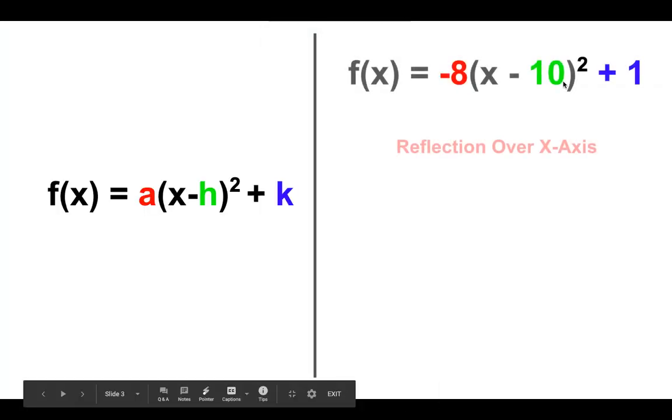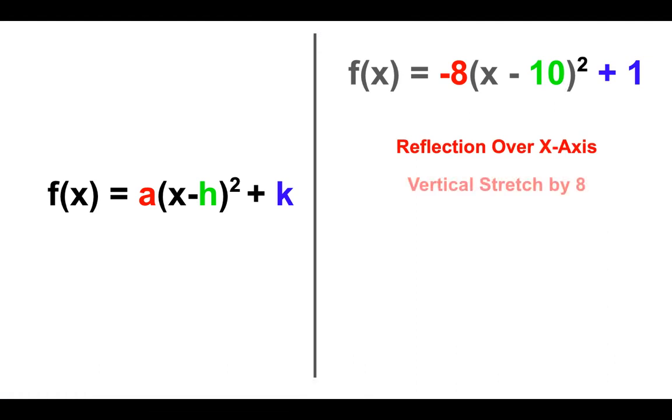So if we go through this again, that reflection over the x-axis we saw, the vertical stretch by 8, we saw it get skinny, we saw it move right 10 and up 1. You can always use Desmos to help you out. We're going to do some more examples.